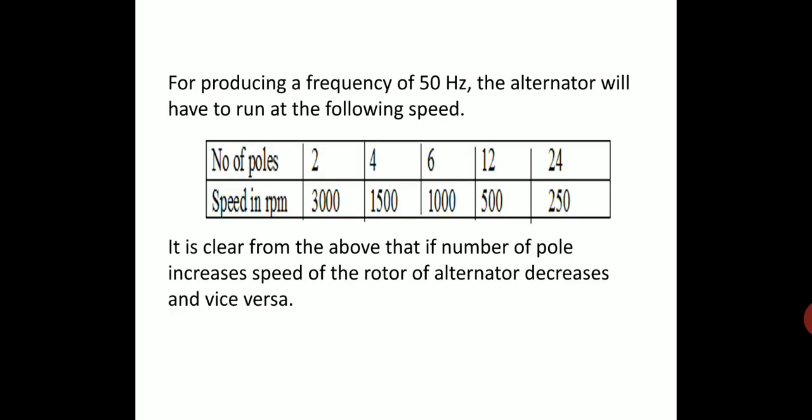This chart represents that for producing a frequency of 50 Hz, the alternator will have to run at the following speeds. If the number of poles in the rotor is 2, the speed is 3000 RPM. If the number of poles is 4, the speed is 1500 RPM. If the number of poles is 6, it is 1000. If the poles are 12, the speed is 500, and so on. So it is clear from this chart that if the number of poles increases, the speed of the rotor of the alternator decreases, and vice versa.